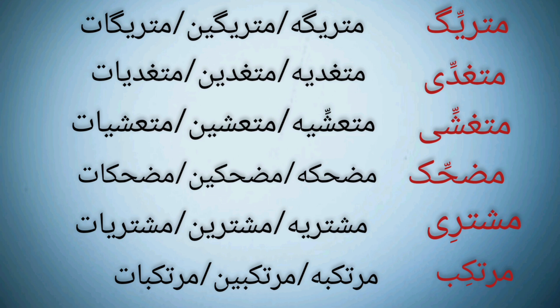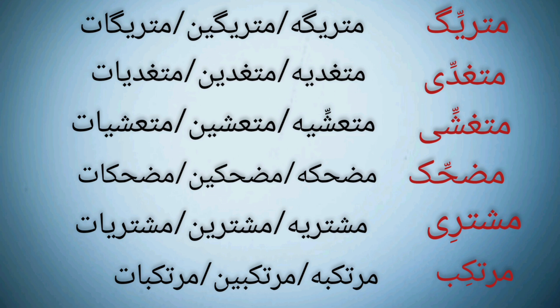But for جمع مذكر, we say مطريقين. مطريقين, and it's consisting of these pronouns: إحنا, we, and إنتو, you, and هم, they.